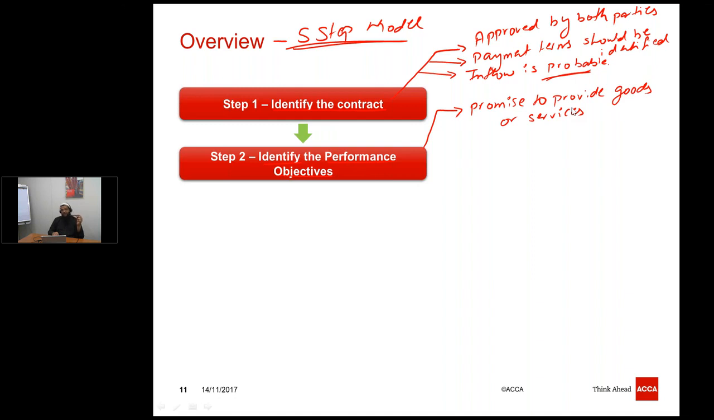So how many objectives are there? 1 or 5? Harsh is saying 5. It is 1. Yes, exactly. This is only one performance objective because I'm providing the pen. If I've promised to provide you 5 pens, this is one objective.